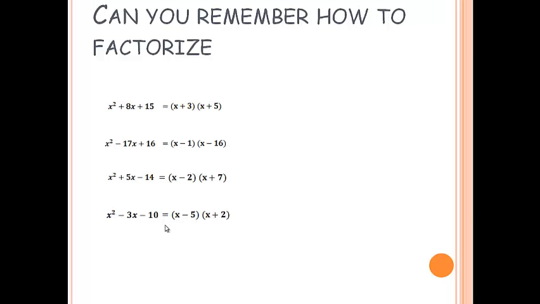What about 10? I want 2 numbers whose product equals 10 and whose difference equals 3. Yes, 2 and 5, because 5 minus 2 equals 3, and the sign of 5 is negative because 5 is greater than 2, so 5 is negative and 2 is positive.